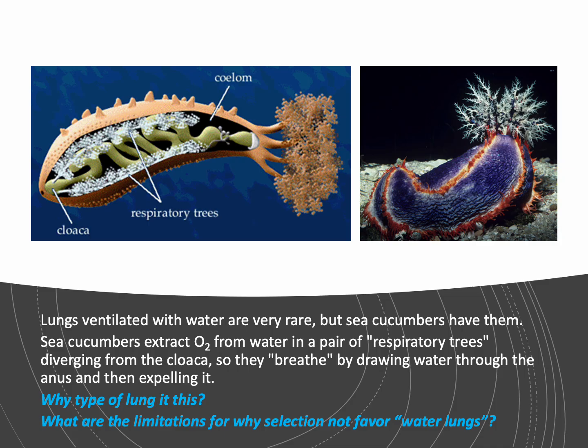So what type of lung is this? Well, it's a tidal lung. It is a water lung, basically. But here's the thing: why didn't selection favor this type of water lung? Why don't we see it more often? Why is it only found in sea cucumbers? And the answer lies in kind of how sea cucumbers are.